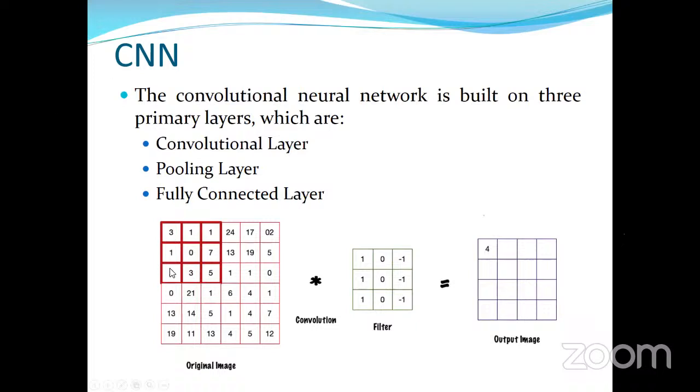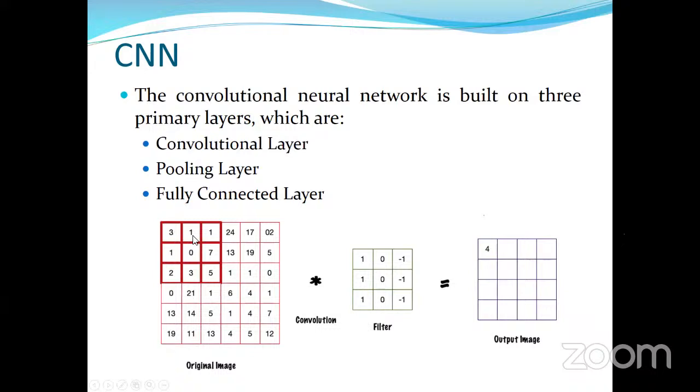For example, if you want to apply a mean filter on this particular image, are you getting my point? Everybody can see my screen. I told you the image is made of numbers, correct? Now I want to apply a mean filter on this image. The mean filter is an averaging filter. It smoothens the image. If you want to reduce the noise, the mean filter smoothens the image, because we are taking the average of these numbers.